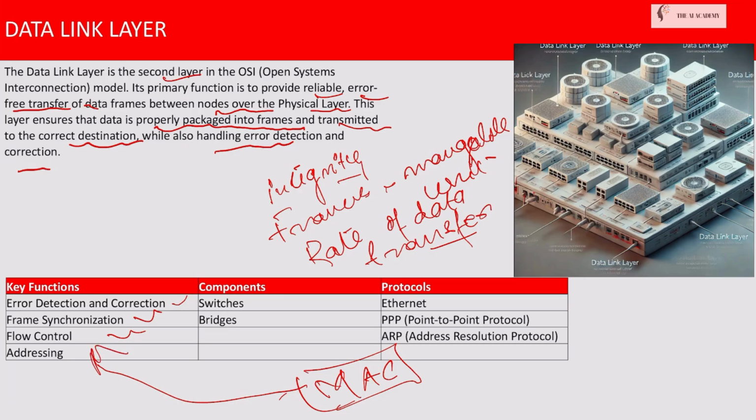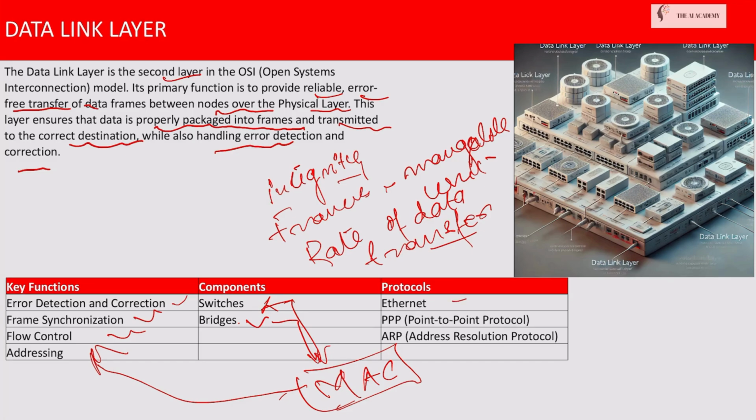network. The components of the data link layer are switches. They operate at the data link layer, using MAC addresses to forward data frames to the appropriate destination within a local network. And the bridges, that connect multiple network segments, filtering and forwarding data frames based on MAC addresses to reduce traffic and improve network efficiency.